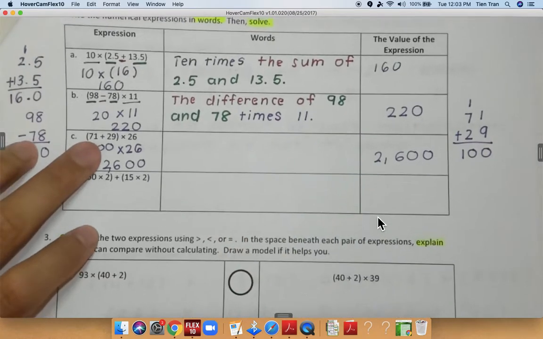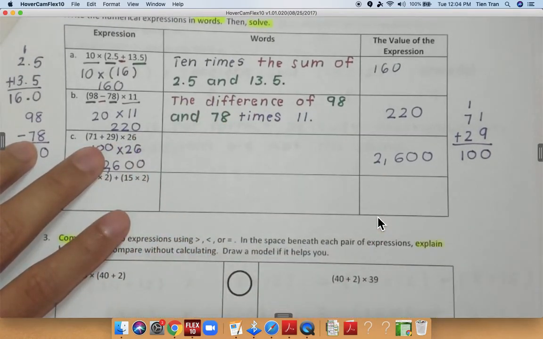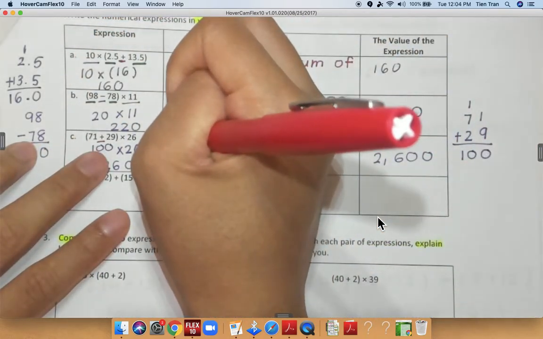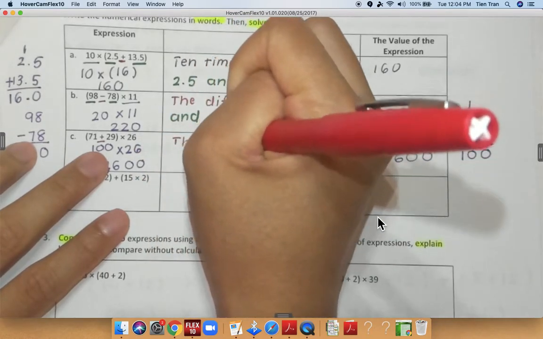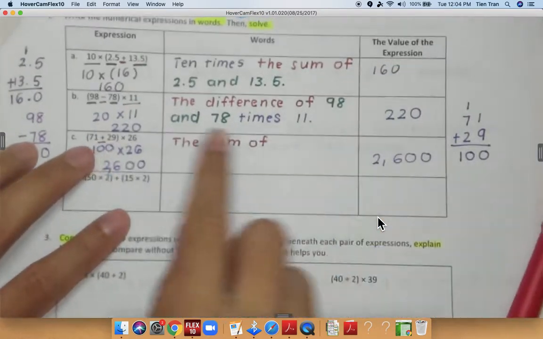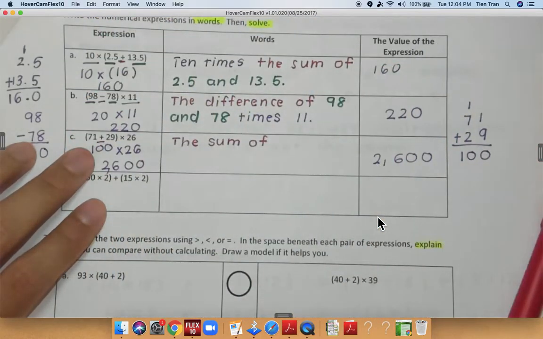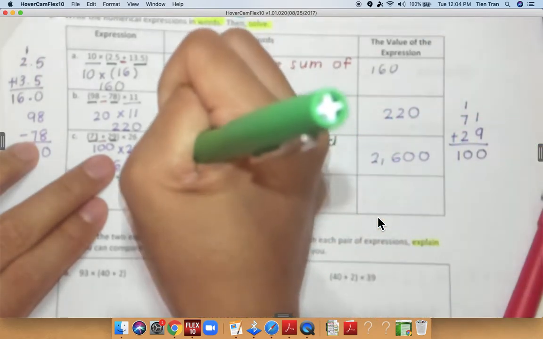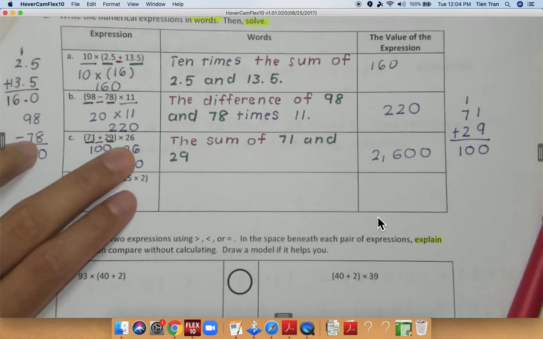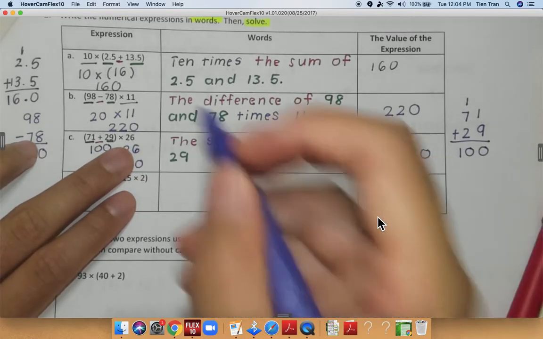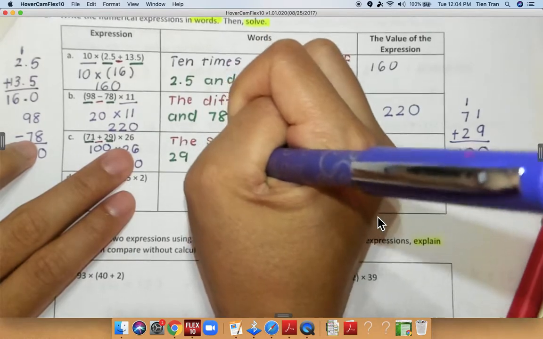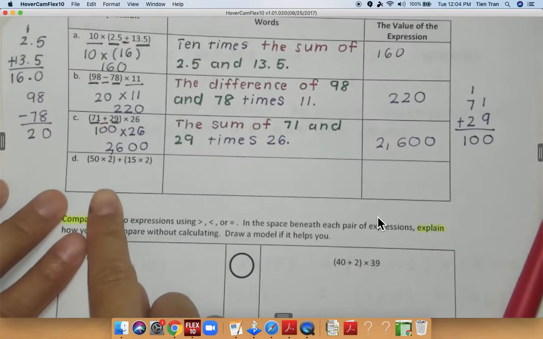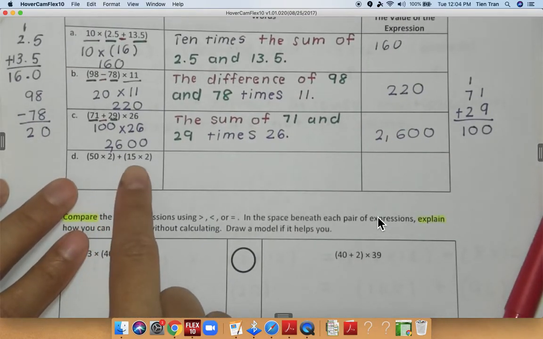Now I'm going to write my equation. Again, this one's very similar to this one. So that's what I'm going to write it as. I'm going to add. So the sum of, and we have these two numbers, 71 and 29. 71 and 29. And then you're multiplying times 26. So I'm going to write times 26. Okay? Now, for the next problem, we have 50 times 2 plus 15 times 2.